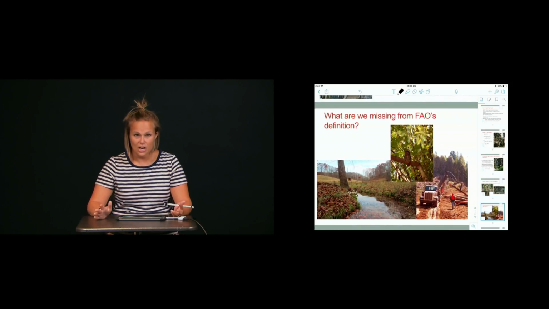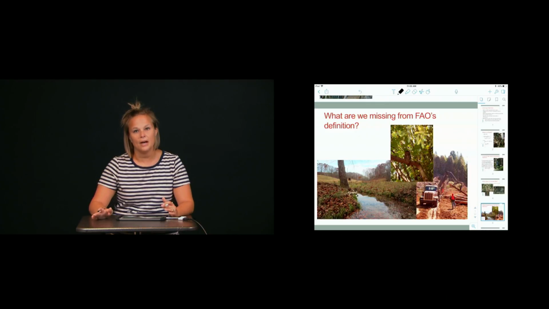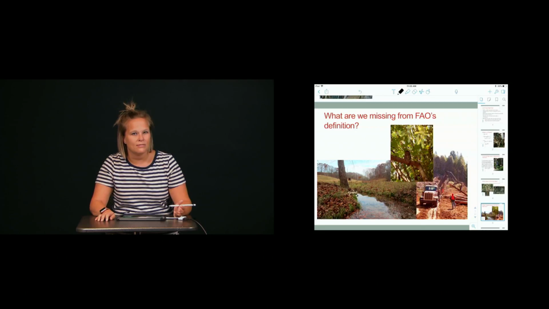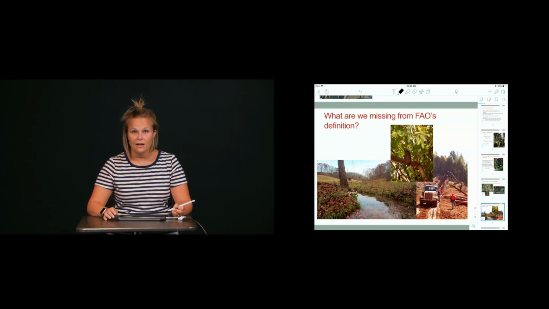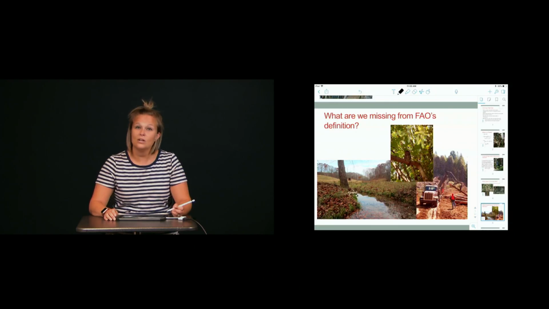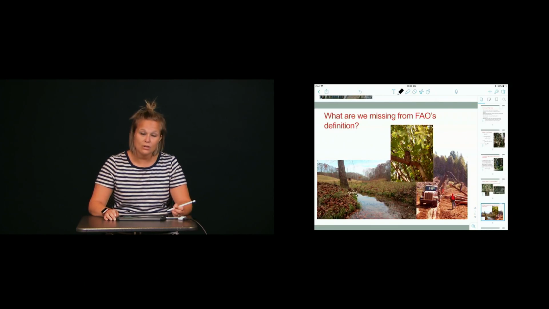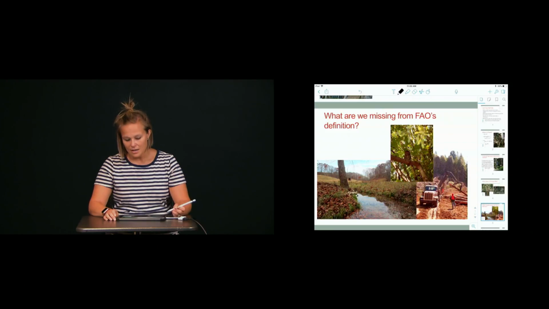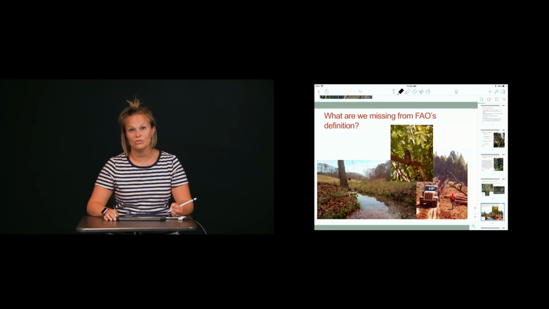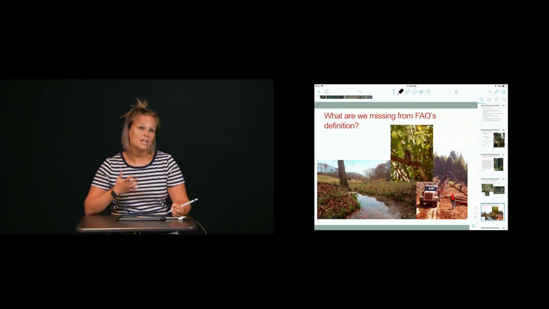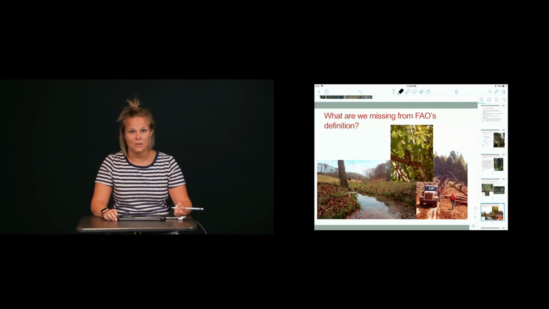So we talked about the size and tried to get a handle on that. We talked about the height, and we also talked about the general cover. But we also want to talk about what might be missing from FAO's definition. If you'll remember, when we started this conversation, we were talking about things like it's an ecosystem. We were talking about ecosystem services that it provides. So we pulled out a couple pictures to show you what this FAO definition might not consider, but we should consider when talking about forest management.